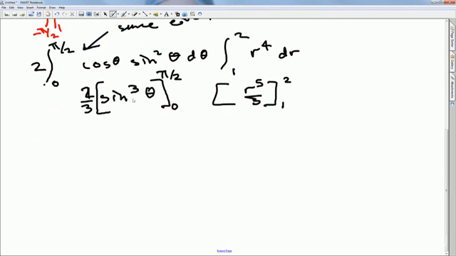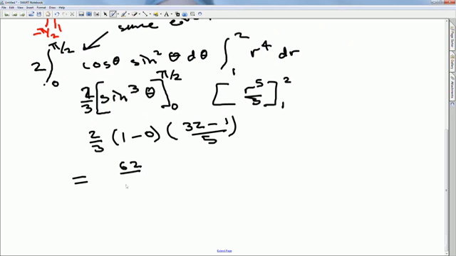So sub in pi on 2: sine of pi on 2 is 1, cubing it still gives you 1, so it gives you 2/3 of 1. Sub in 0, you get nothing. And then sub in 2 and 1 in this one: 2 to the 5 is 32, and sub in 1 you get 1. So putting it all together, 32 minus 1 is 31, so 2 lots of 31 is 62 over 15, so that's our final answer.